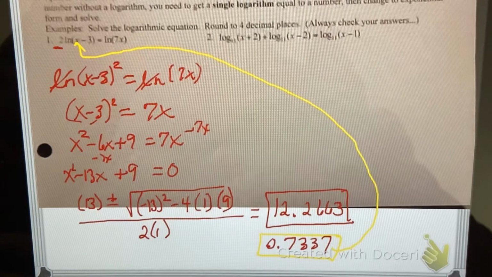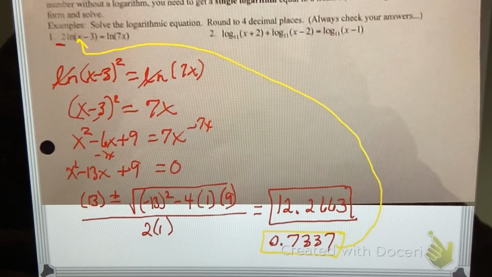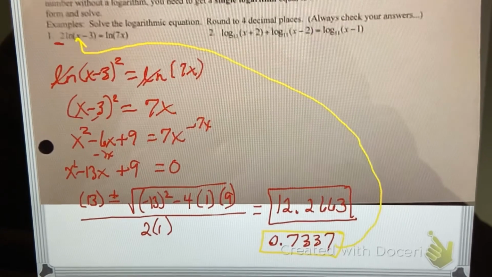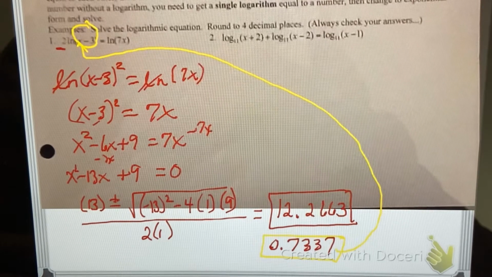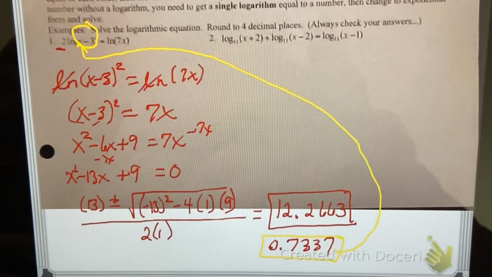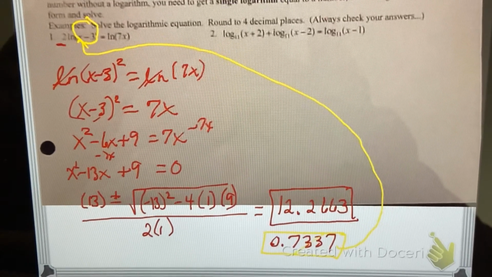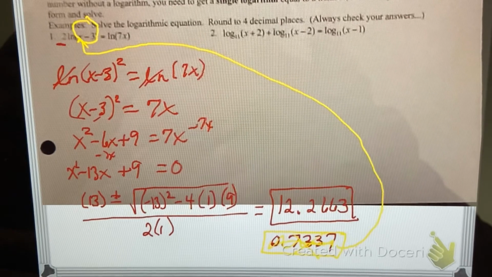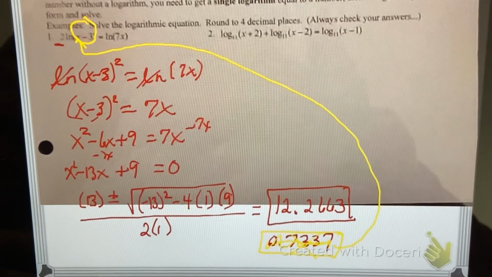If I type that in my calculator, 2 times the natural log of 0.7337 minus 3, this gives me a negative answer. 2 times the natural log of something negative. I'm not allowed to take the natural log or common log of anything negative. So what happens is this gets thrown out. I don't get to use it. So the only answer I get to use is 12.2663.